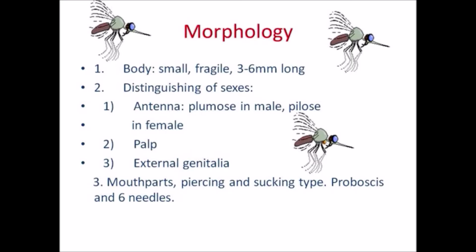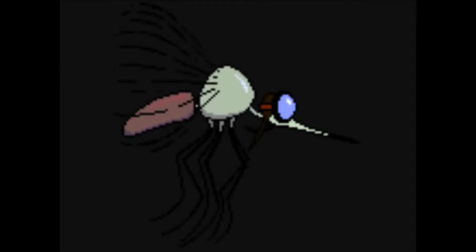Morphology. The mosquito's body is small and fragile, 3 to 6 millimeters long. The sexes are distinguished by the antennae, plumose in the male and pilose in the female. It has palps and external genitalia. It has mouth parts of the piercing and sucking type, a proboscis and 6 needles.